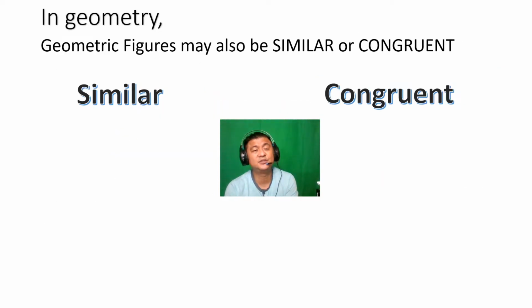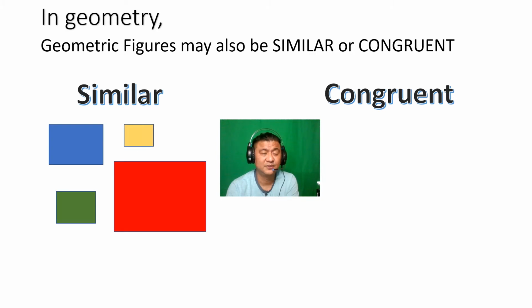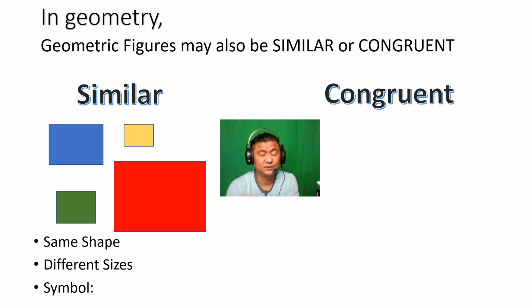Now, in geometry, geometric figures may also be similar or congruent. Look at all these rectangles, they're all similar. What does it mean? Same shape, but different sizes, right? And they may even follow a proportion, a specific ratio, okay? And the symbol is this one. It's like a wavy line, all right? A wave, just a wave, okay?